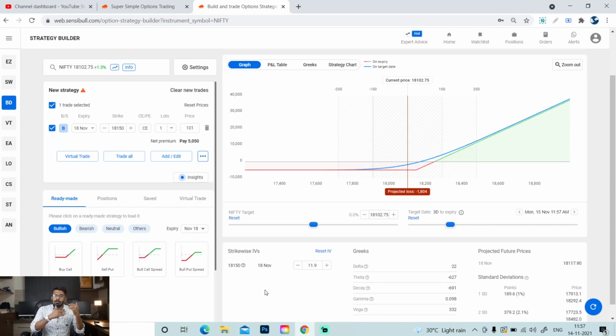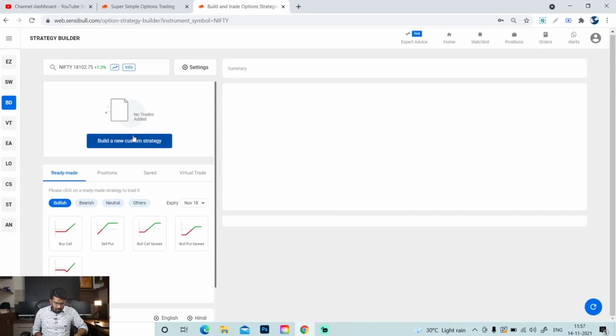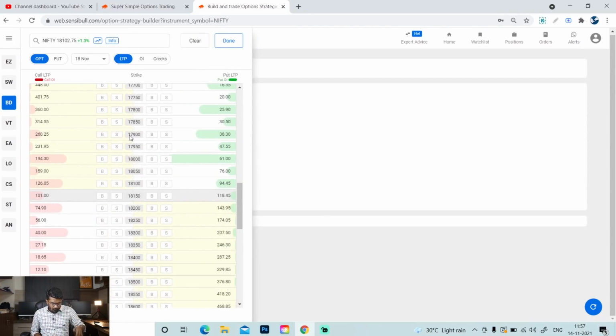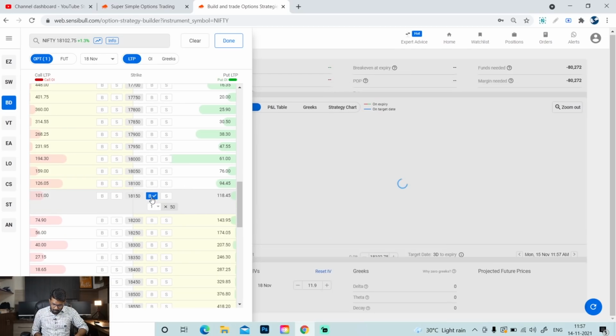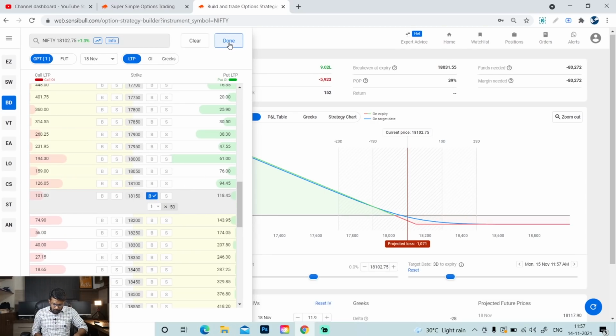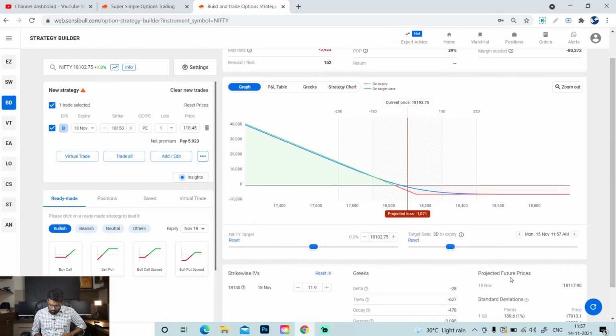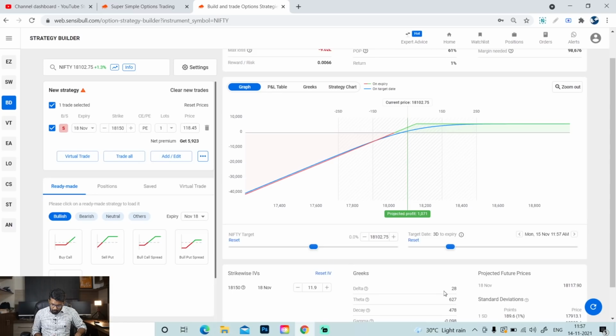Now as I told you, when you buy a call option, it is going to be positive delta, and when you sell a call option, it is going to be negative delta. At the same time, when you buy a put option, it is going to be negative delta, and when you sell a put option, it is going to be positive delta. Now I'll show you that example. What I did is I bought an 18,150 call option. Instead of a call option, if I buy a put option, the delta is around minus 28, and if I sell the same put option, the delta is going to be 28.